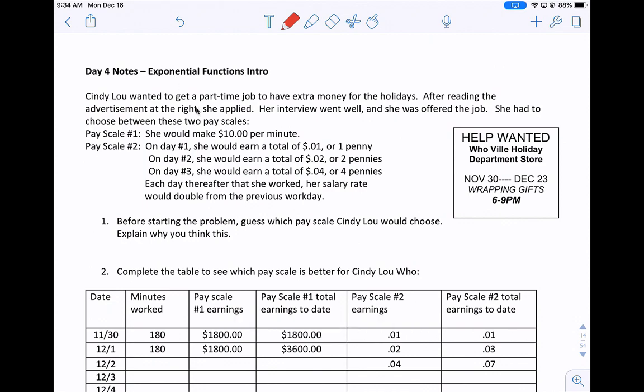In day 4, we're going to take a look at an exponential function. And this will be the intro to the second part of our chapter, which is the behavior of exponential functions and how you solve them.